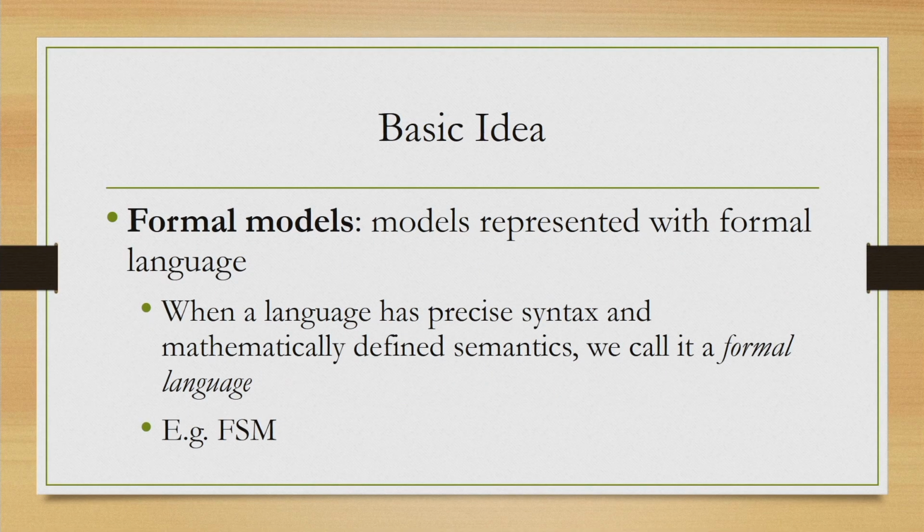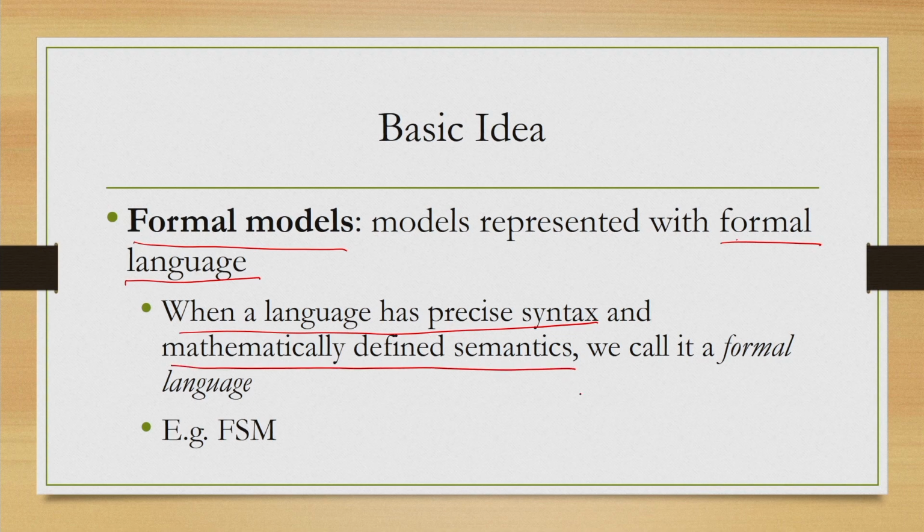And finally, we have formal models. Now, these are models that are represented with a formal language. What is a formal language? When a language has precise syntax and mathematically defined semantics, we call it a formal language. For example, if we represent a system behavior or the system in terms of a finite state machine or FSM, which typically uses state diagrams or state transition networks and state definitions, then we can call it a formal language and the corresponding model of the system a formal model.